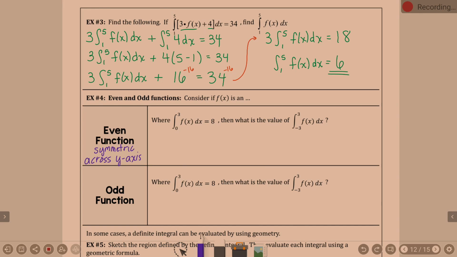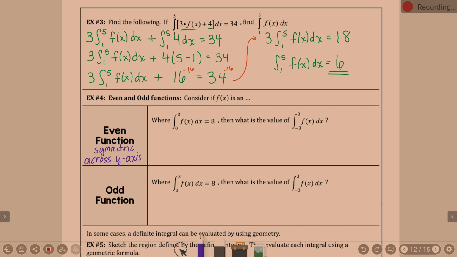Okay, so in order to do this, we have to know that even means it's symmetric across the y-axis. Now, symmetric across the y-axis means the left and the right are the same, yes? Okay, so can't you see it by the power? Well, that's my thought, if it's an even function.